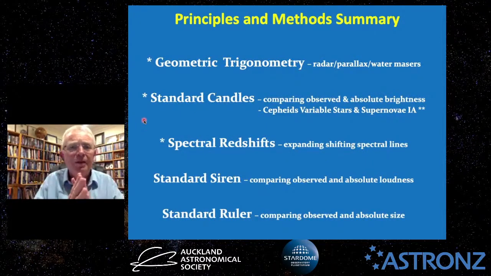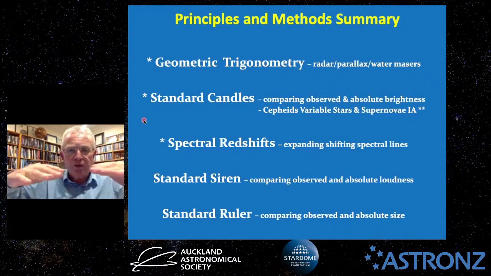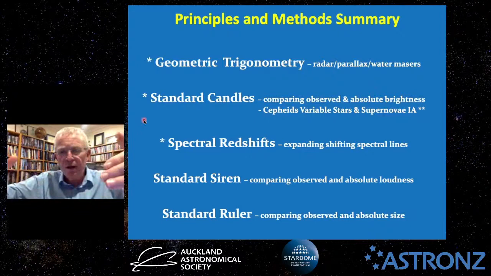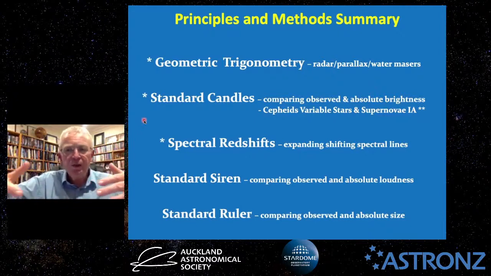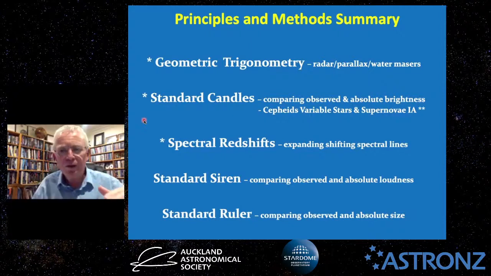Okay, so that's the principles and the method summary. So we've done your geometric trigonometry, your laser and radar for the solar system, parallax for nearby stars, water masers. You can go up to a few million light years to galaxies, those active galaxies with accretion disks. Standard candles, which compare observed and absolute brightness of objects. Cepheid variable stars and your Type 1a supernovae are probably the more commonly used ones there. And spectral redshifts, which is, as the universe expanded, these spectral lines from the faraway galaxies have been stretched off to the red. And I've put little asterisks here. Those are probably the three key ones that you'll commonly use.